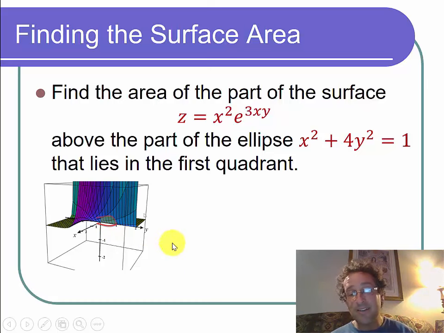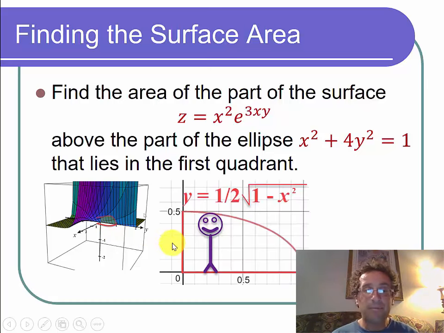What we do need to do, though, is get the help of our little man. So I solve for y in this ellipse. I subtract x squared from both sides, take a square root and divide by 2, and I get y equals 1/2 times the square root of 1 minus x squared. Notice that we're in the first quadrant, so the little man's feet are at 0. The little man's head is at this curve, y equals 1/2 square root of 1 minus x squared. The little man can walk to x equals 0 to the left and walk to the right at x equals 1 on the right.